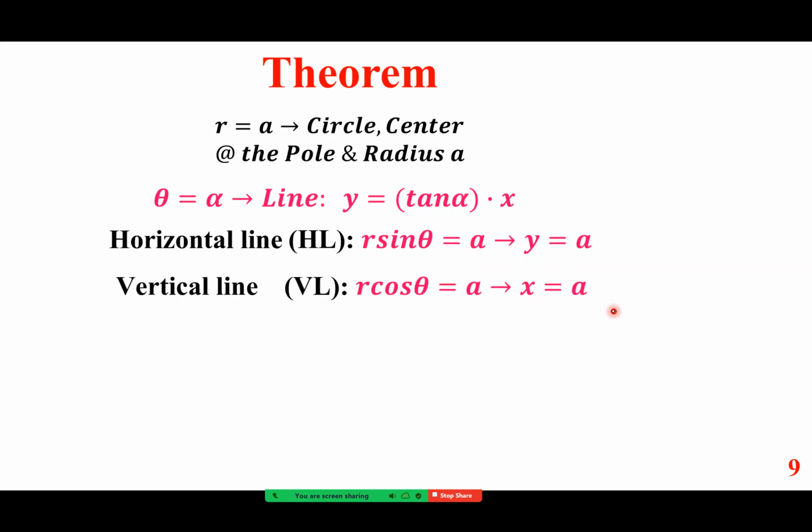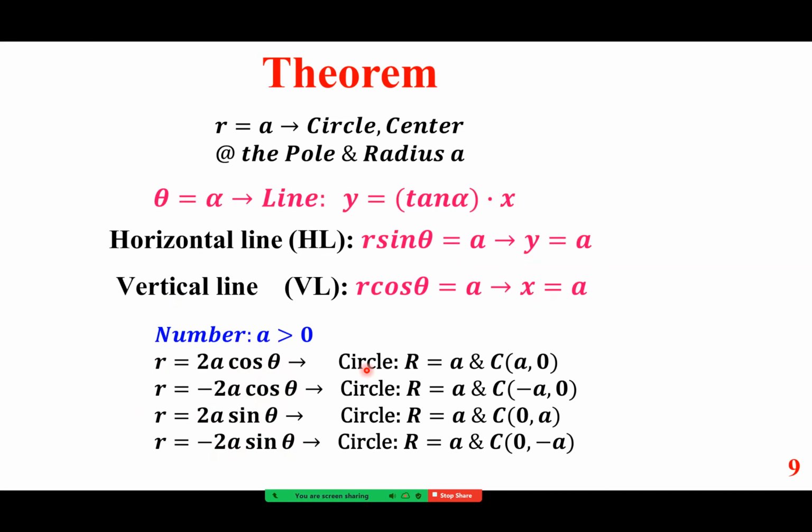If we have r equals 2a cosine theta or minus 2a cosine theta or 2a sine theta or minus 2a sine theta, all of them represent a circle with the radius a. We are assuming a is positive. In the case of a cosine, the center is along the x-axis, a comma 0 or minus a, 0. In the case of a sine, along the y-axis, 0, a or 0, minus a. That's a general idea.